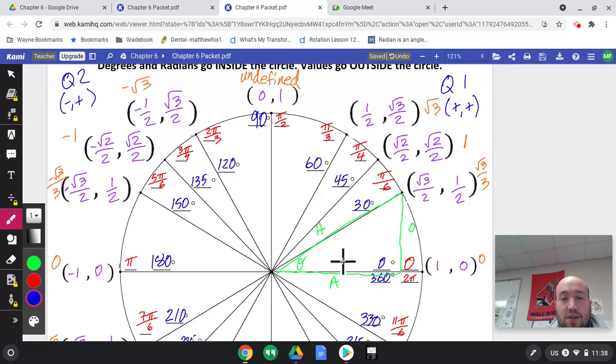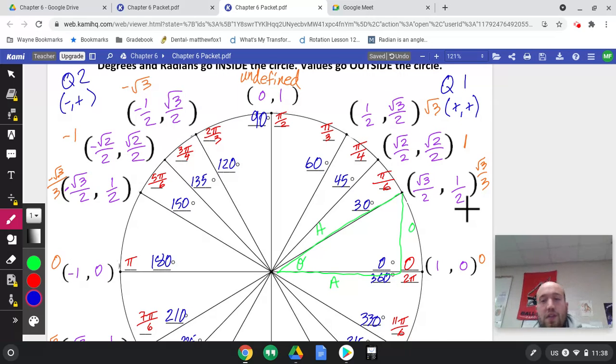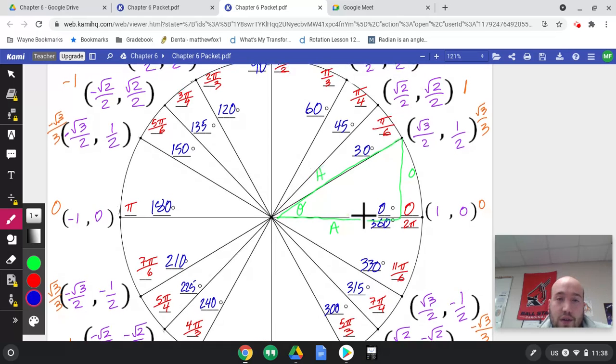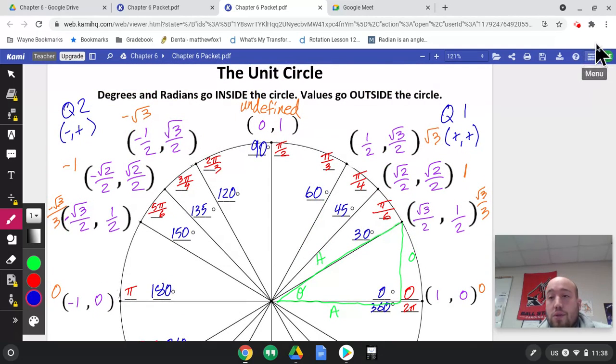That allows us to skip that step, and rather than dividing by 1, I just know if y is 1/2, that is my value of sine. So please be careful. When it's on the unit circle, we can use that. We know sine is y, cosine is x. When it's not on the unit circle, you have to use SOHCAHTOA.